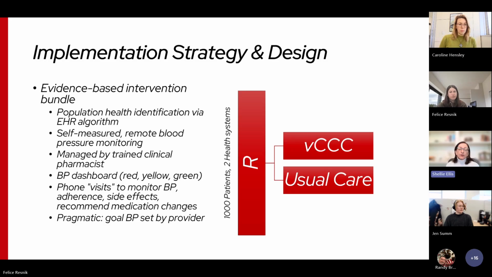And this was also a pragmatic trial. The pharmacists managed the patients on behalf of the providers, and they were really following the directions of what the provider set. So if the provider had a particular goal that might be more conservative or aggressive, the pharmacist was following the provider and reinforcing the care path that the provider had already set. So we randomized patients to this bundle of interventions and compared it to usual care. We ultimately recruited 1,000 patients into this pragmatic trial across 2 health systems, University of Kansas and University of Utah's primary care settings. Next slide.